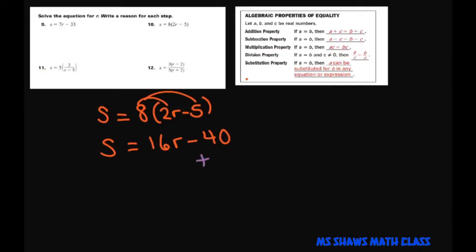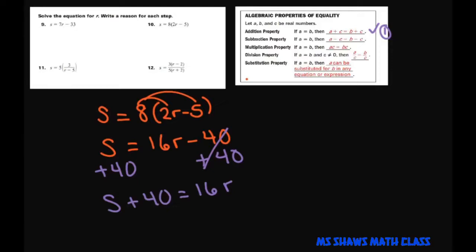We're going to add 40 to both sides of the equation. So that's the addition property. We'll call that number 1. So S plus 40 equals 16R.